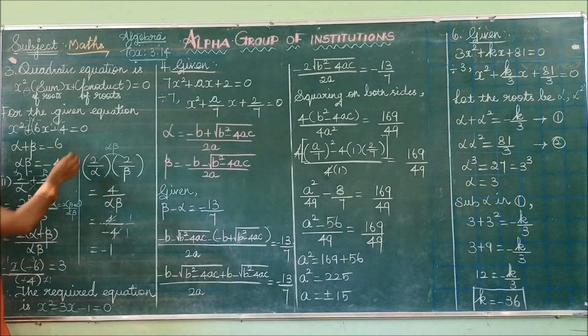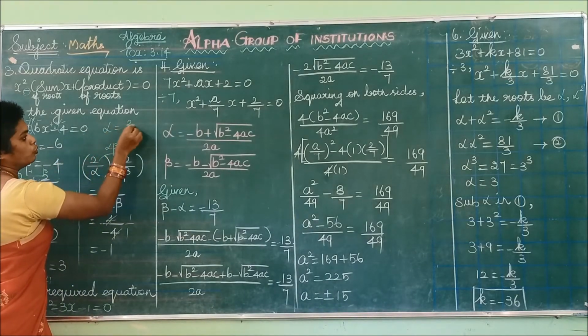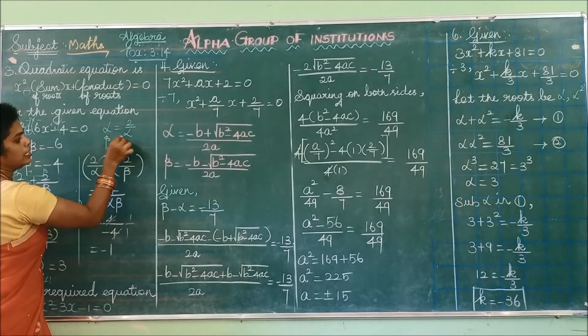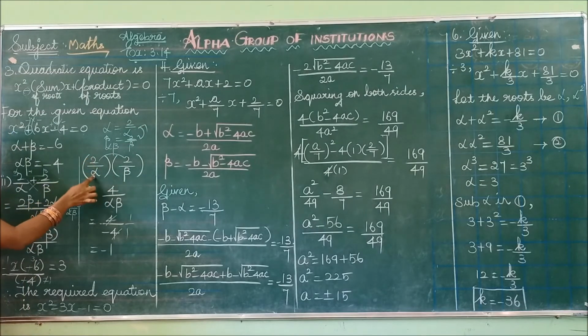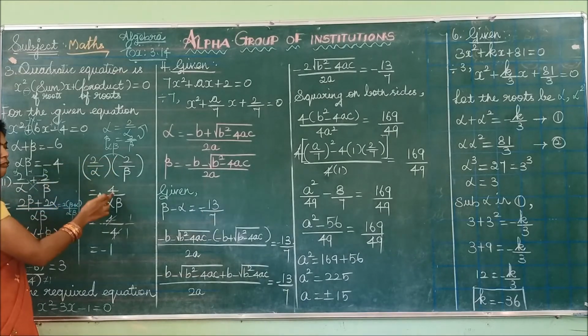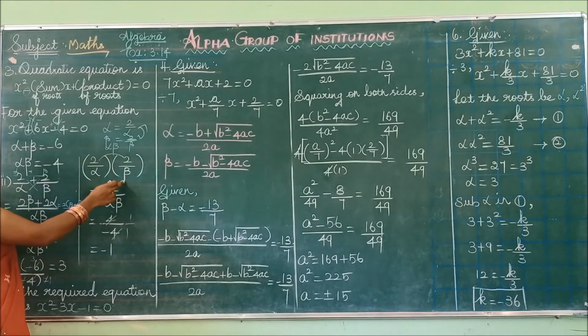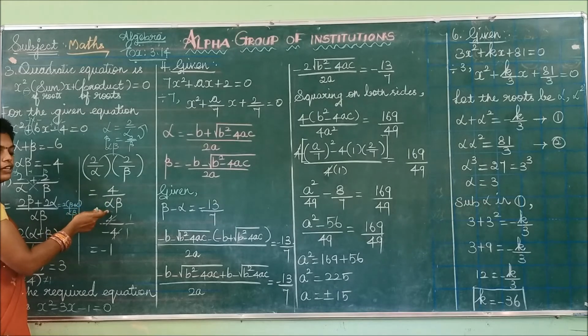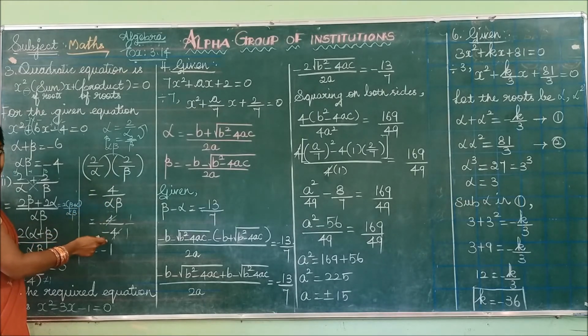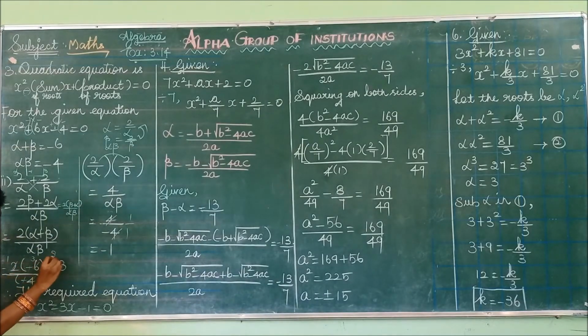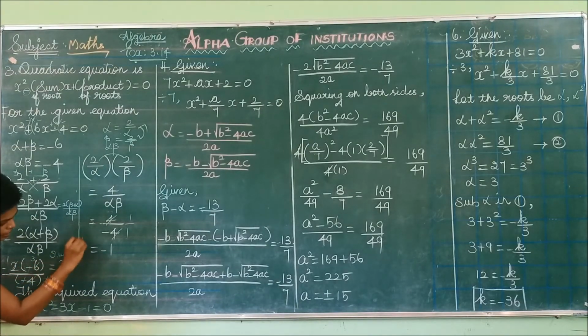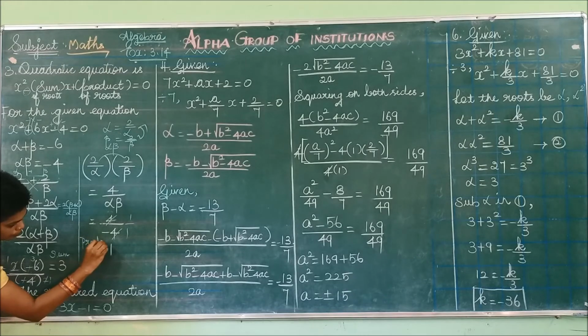So for the product, here alpha is 2 by alpha and beta is 2 by beta. Now you multiply these two values. 2 by alpha into 2 by beta. Numerator gets multiplied and denominator gets multiplied. 2 2s are 4 divided by alpha into beta. So substitute the value for alpha beta, that is minus 4. Cancelling, you get minus 1. This is our sum and this is our product.